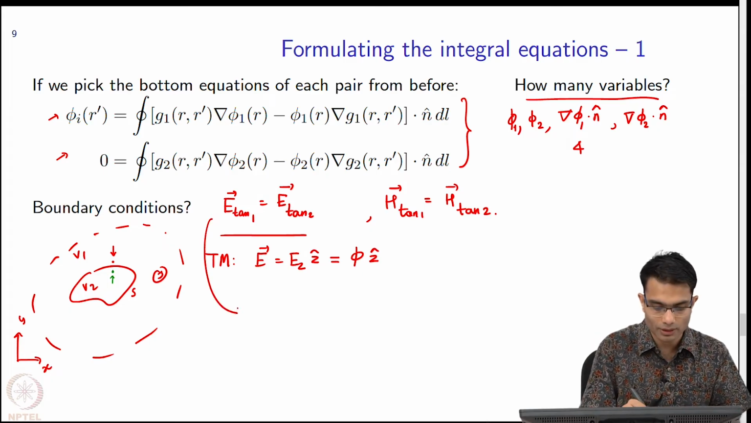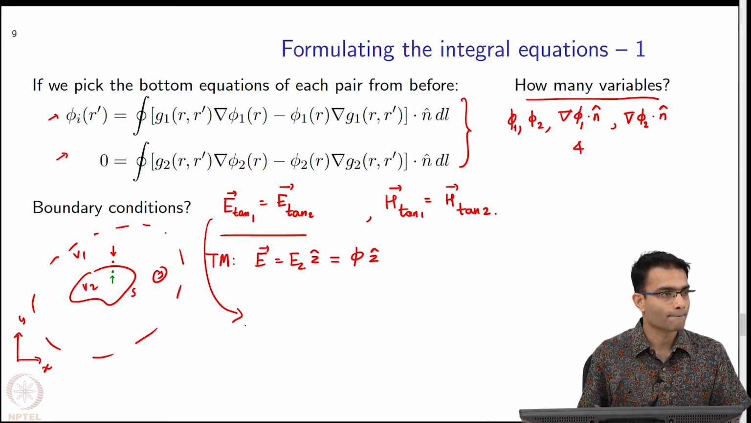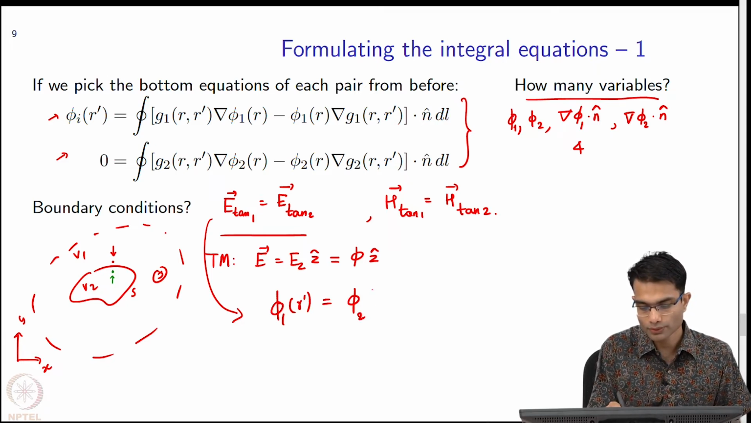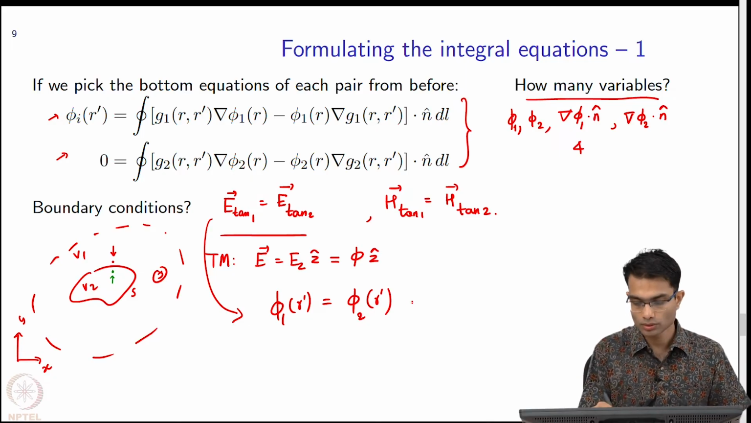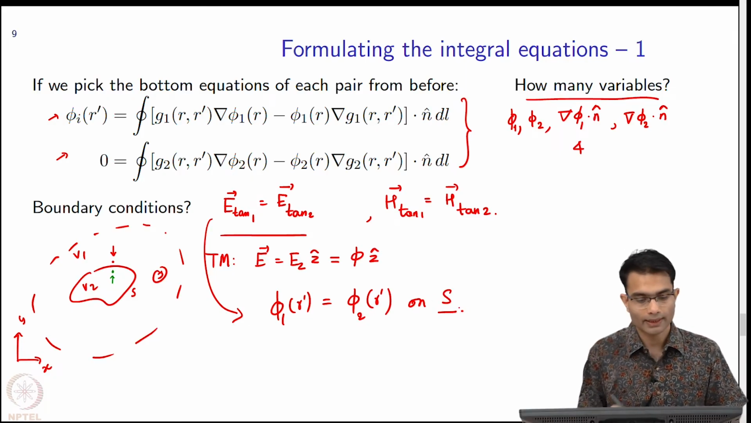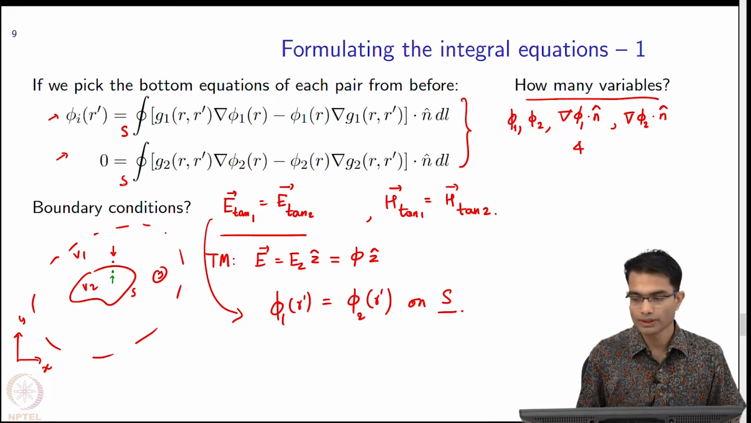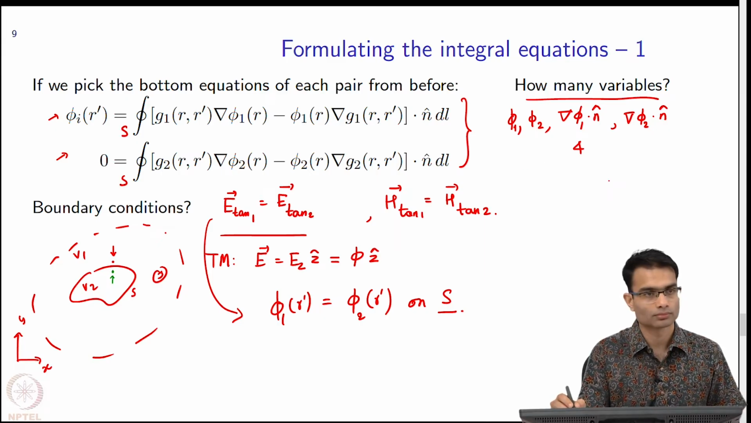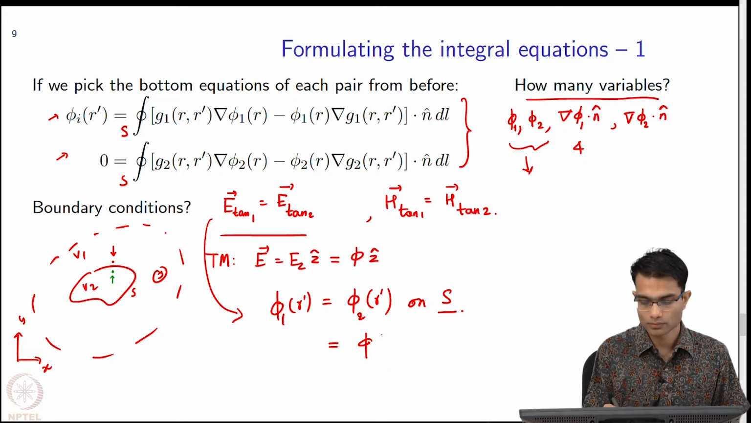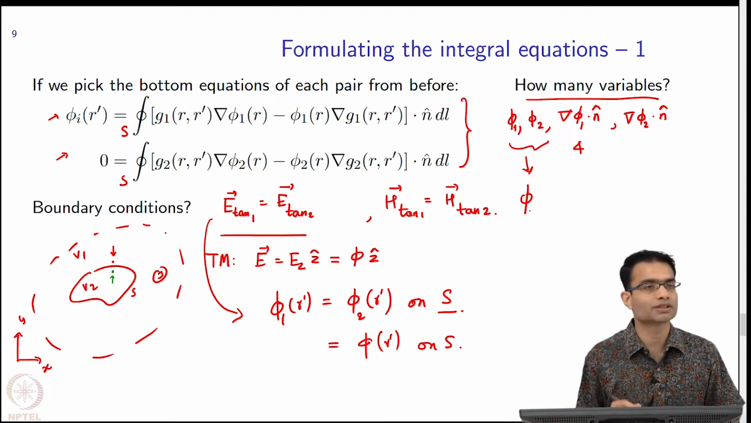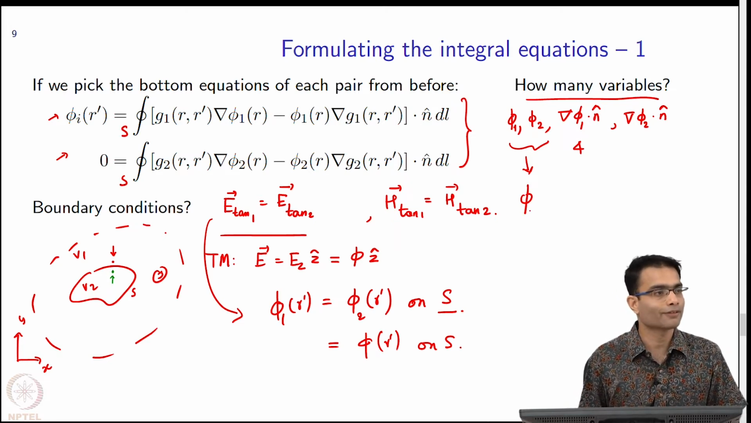So what does this equation turn into? Phi 1 of r prime is equal to phi 2 of r prime on S. And S is anyway the place where I am doing this integral. So now these two have been condensed into, I can call it equal to some phi r prime, but only on S, not anywhere else. So now I have merged it into one variable. So it seems like now I have 3 variables, 2 equations. This part clear?